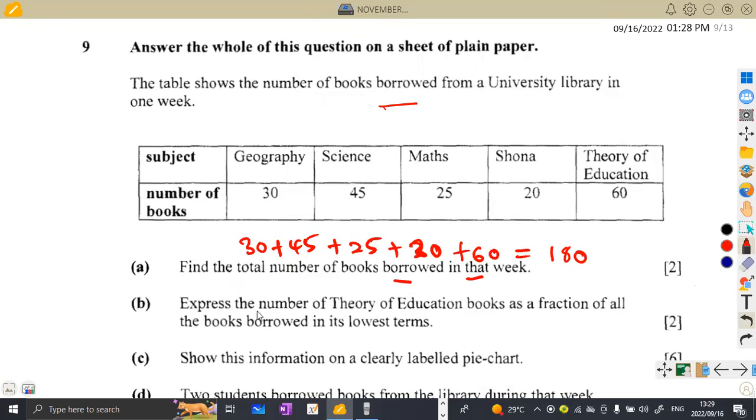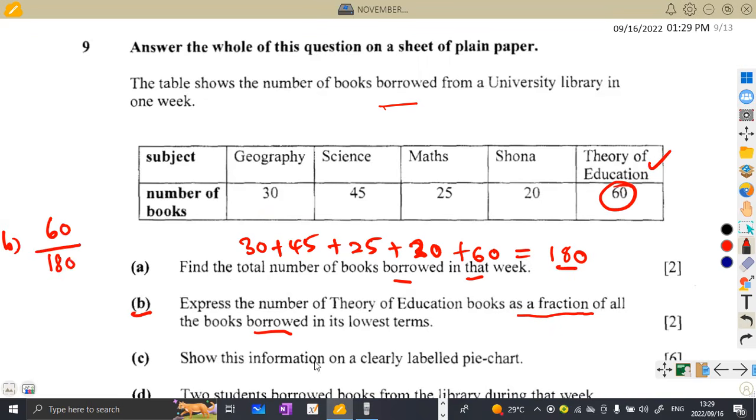The B part, express the number of theory of education books as a fraction of all the books borrowed. Take note, in its lowest terms. So it's just, how many theory books are there? There are 60. So this is your B. Theory books, there are 60. Out of the number of books, how many books do I have? There are 180, just like that.